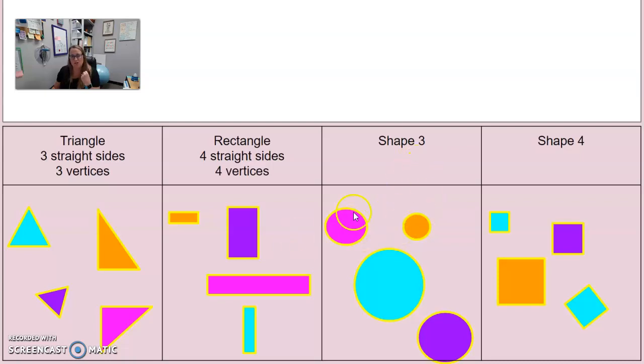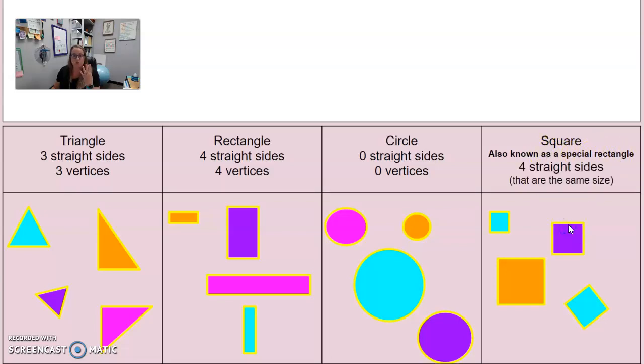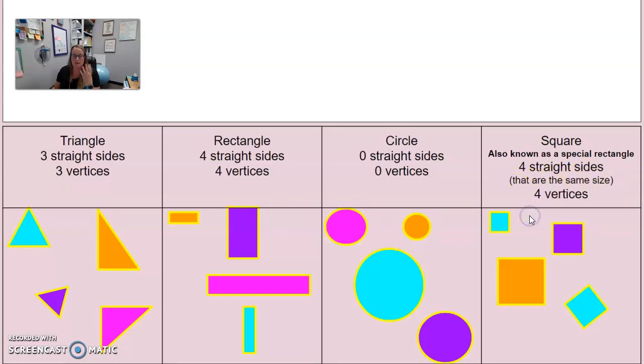A shape 3, I don't want to call it shape 3. What should I call it? That's right, I'm going to call it a circle. And a circle has 0 straight sides. It has 1 curved side, but 0 straight sides. And it has 0 vertices. And my last one is a square. And remember, a square is a special kind of rectangle. It has 4 straight sides, but they all have to be the same size. And it also has 4 vertices.